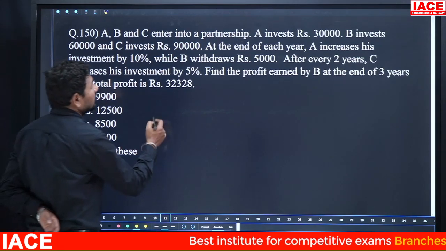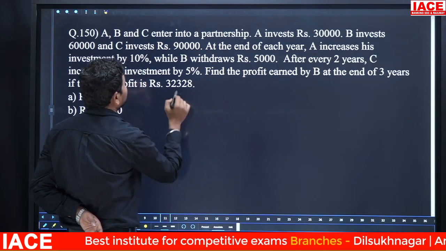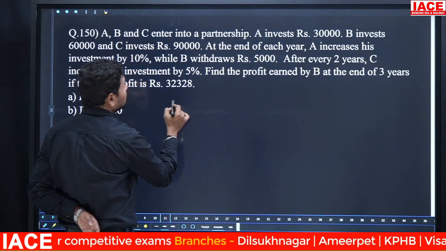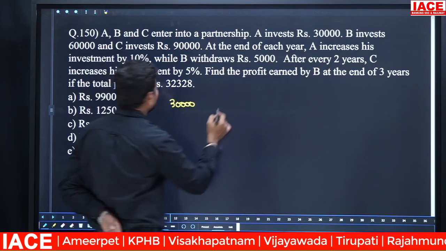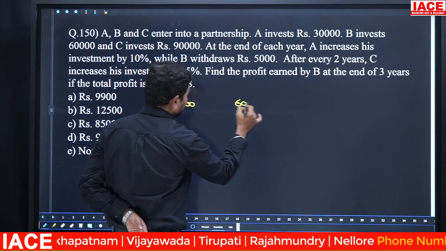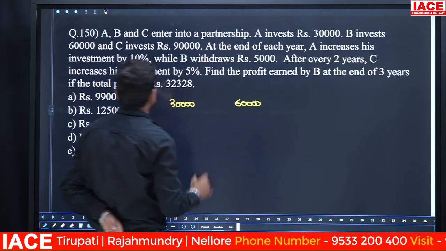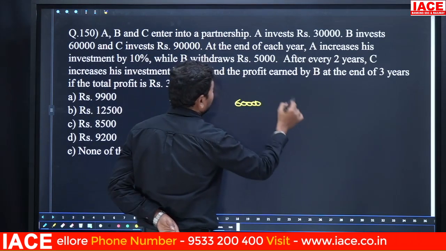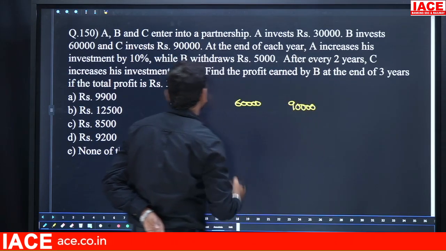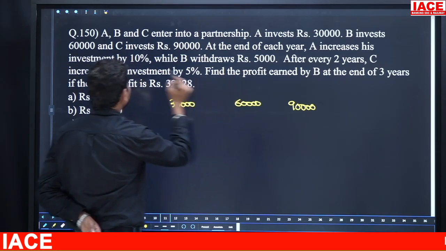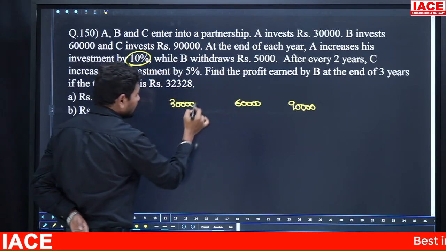If the total profit is 32,328 rupees, then A's investment is 30,000. B's investment is 60,000. C's investment is 90,000. And each year A increases by how much percentage? 10%. This is the first year.